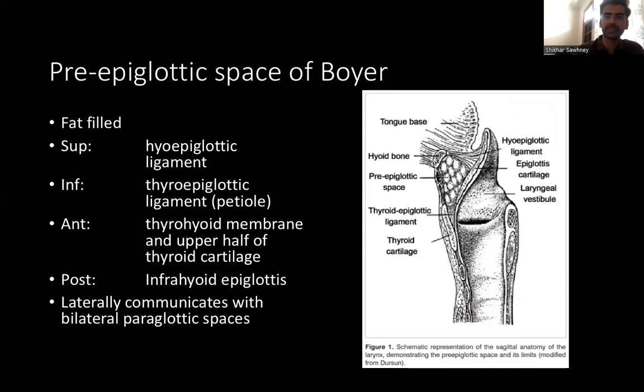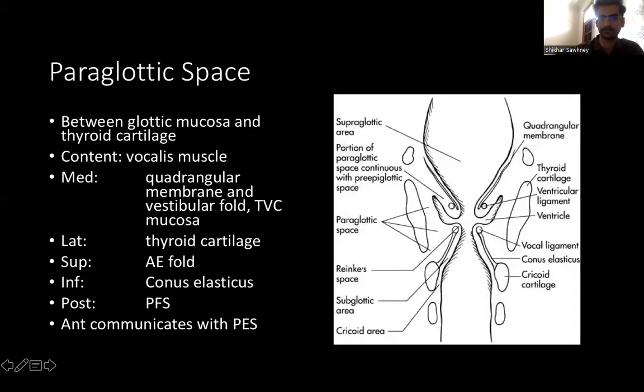The next important space is the pre-epiglottic space of Boyer. In this sagittal section, we can appreciate it is a fat-filled space superiorly bound by the hyoepiglottic ligament, anteriorly bound by the thyroid membrane and the superior part of the thyroid cartilage. Inferiorly, it is limited by the petiole of the epiglottis and the thyroepiglottic ligament. Posteriorly, it is limited by the infrahyoid epiglottis. And laterally, it communicates with bilateral paraglottic spaces.